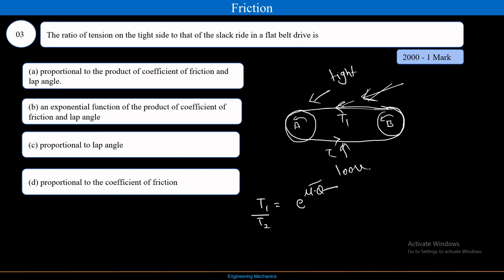Okay, so with this formula we can easily solve this sum. The ratio of tension of the tight side to the slack side is nothing but an exponential product of the coefficient of friction and lap angle. It's not about the concept, it's about the formula sum. Again, it's a memory based sum. If you know this formula you can easily attempt this question.